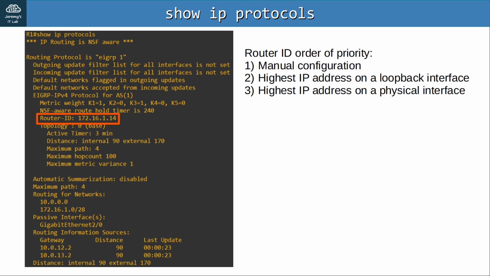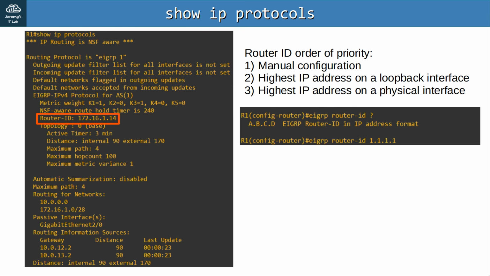Finally, if there are no loopback interfaces configured, as is the case here, the highest IP address on any of the router's physical interfaces will become the router ID. So G20's 172.16.1.14 became the router ID. Note that the router ID isn't actually an IP address. It's just a 32-bit number formatted like a dotted decimal IP address, and you can change it to any 32-bit number. Here's how to configure the EIGRP router ID.